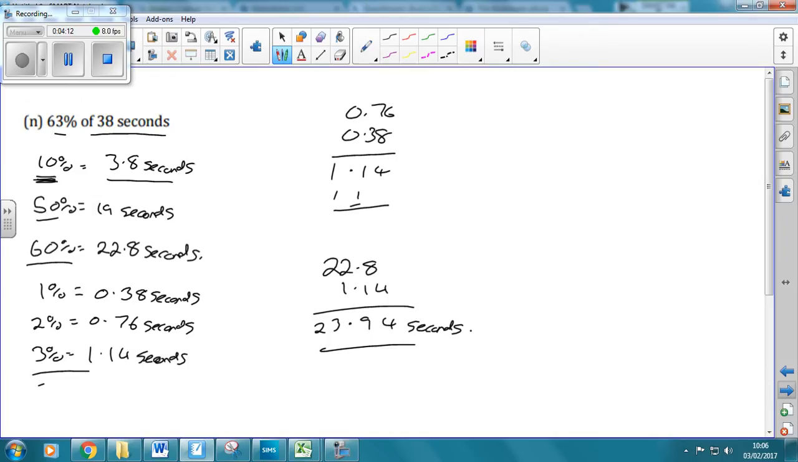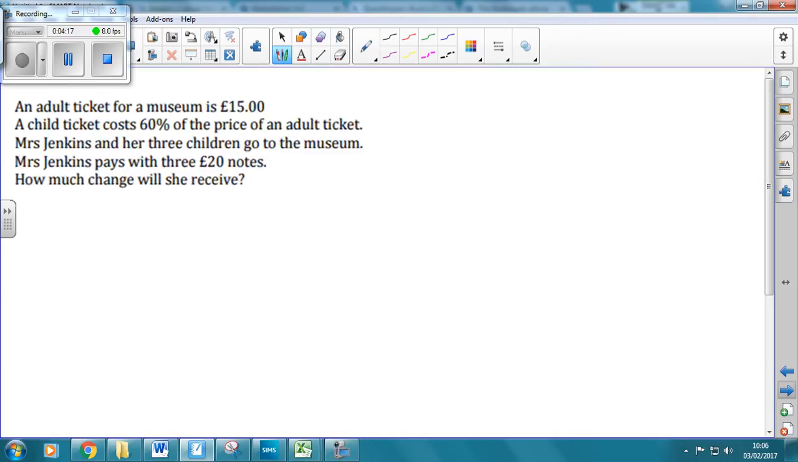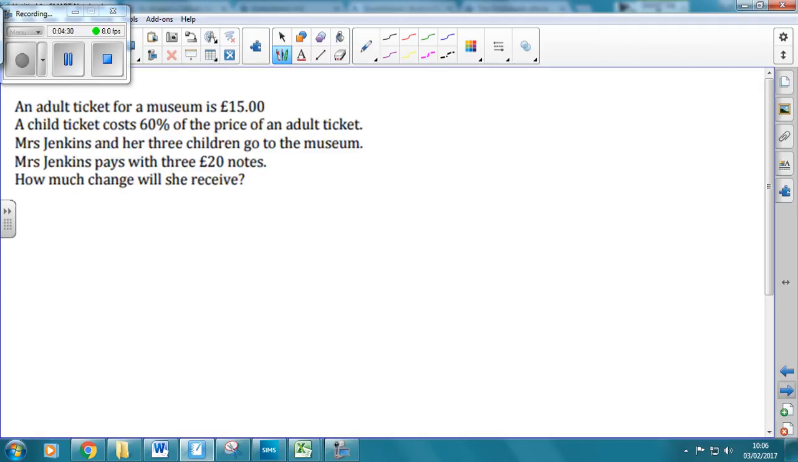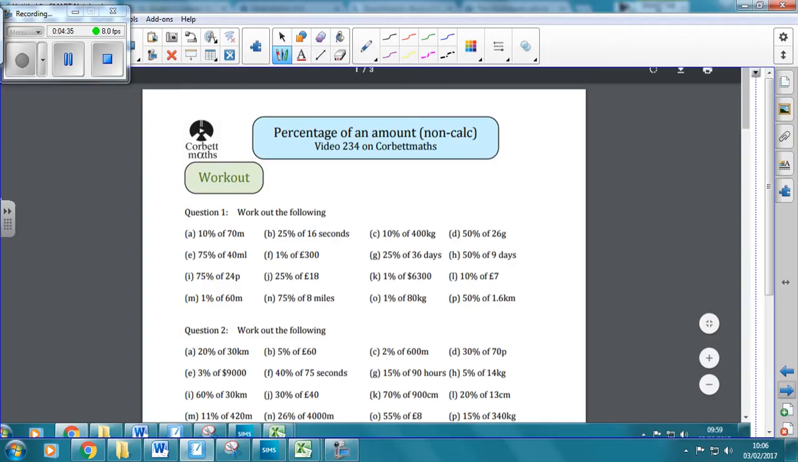Now, on top of these questions, you're going to need to be able to apply them. So in previous tests, what we found is that if you've got a question which says this, 62% of 38 seconds, students can do that because you're being told exactly what to do. It's the whole thinking skills which cause people problems. So in the work that you've got to do, which is these questions here, you'll notice that the first set of questions is pretty much straightforward. Just find 10%, 25%, 1%, 2%, 15%.